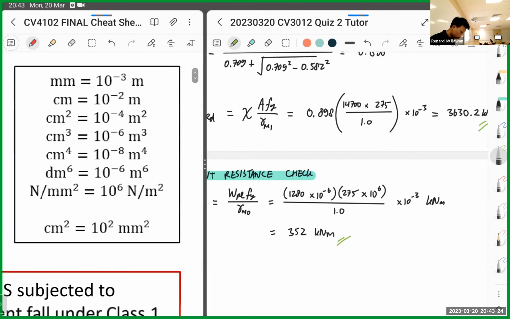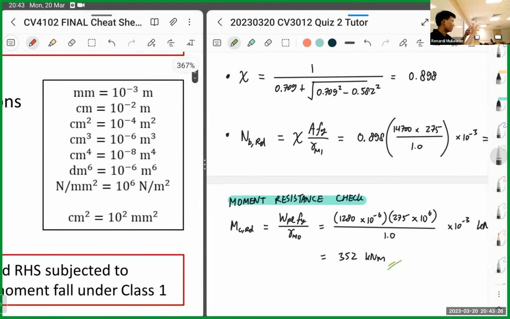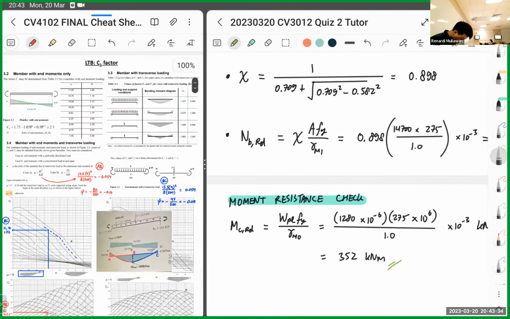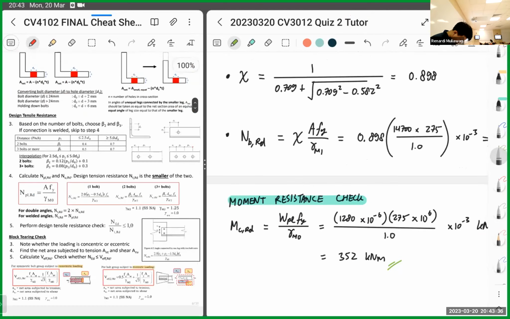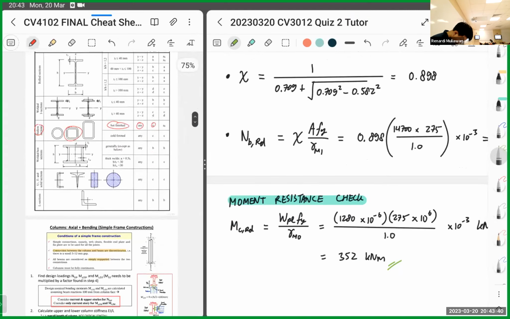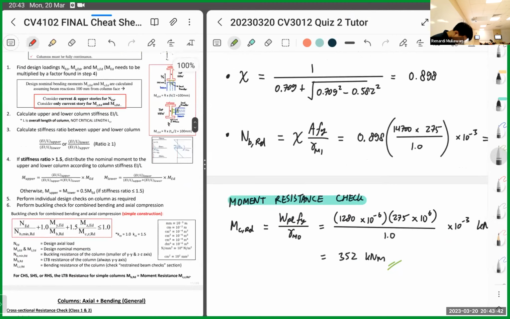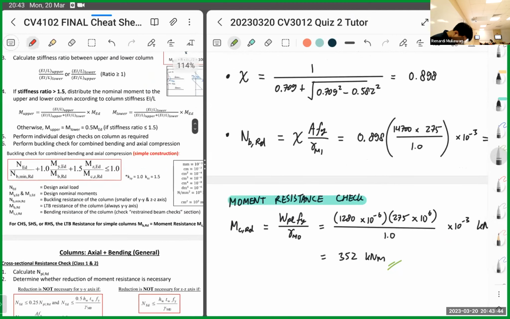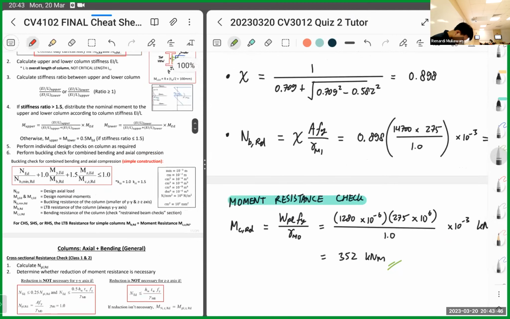Okay, done, right? Remember three things. Axial, we're done with axial. Moment, we're done with moment. Lastly is LTB. However, here's the catch. For LTB, this one is simple construction, right? This clause here, at the very bottom.